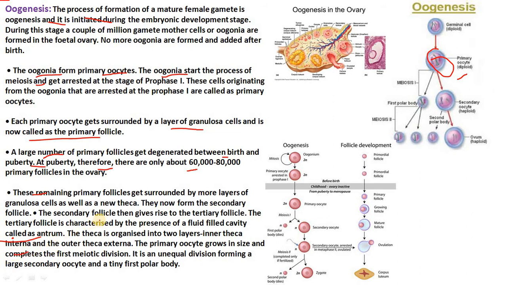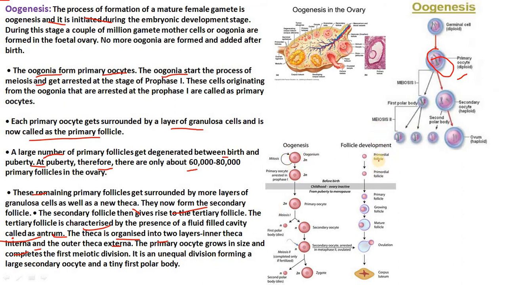The secondary follicle then gives rise to the tertiary follicle, which is characterized by the presence of a fluid-filled cavity called the antrum. The theca is organized into two layers, the inner theca interna and the outer theca externa. The primary oocyte grows in size and completes the first meiotic division. It is an unequal division forming a large secondary oocyte and a tiny first polar body.